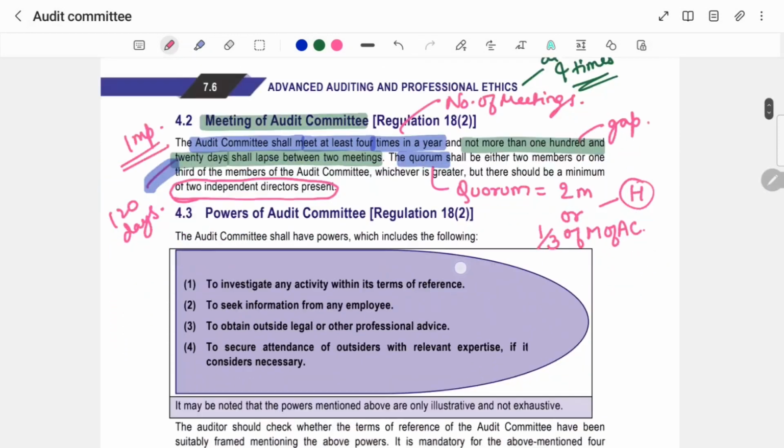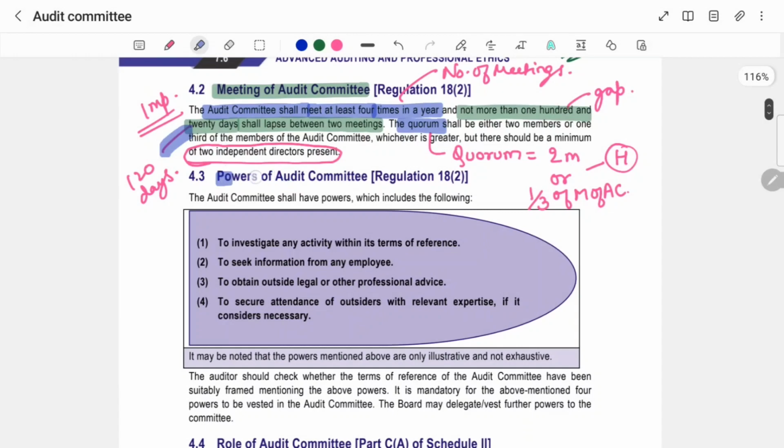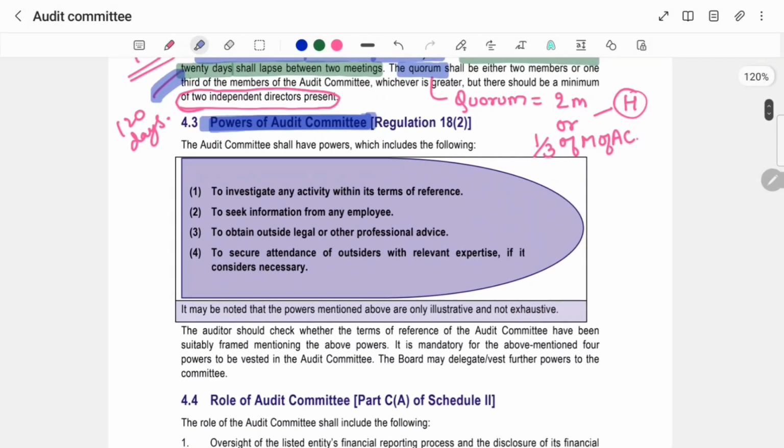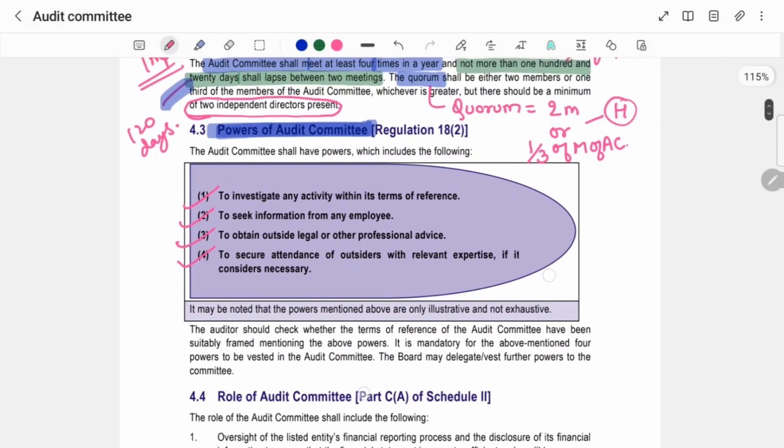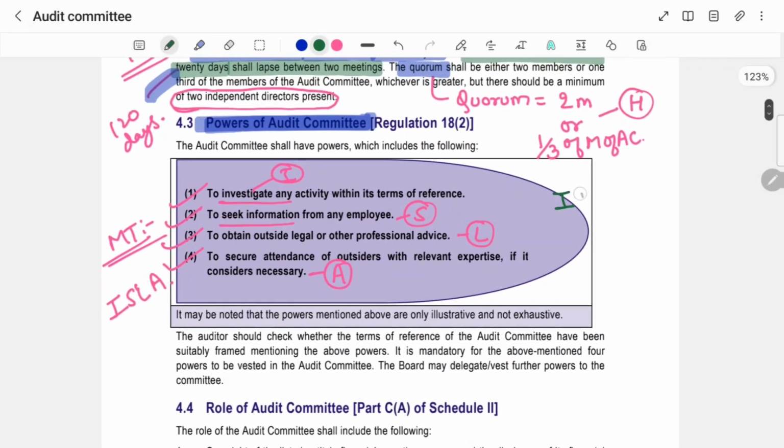Now the next topic is powers of audit committee. In powers of audit committee you have to learn all the 4 points, so you can easily learn this using a memory trick. The memory trick is ISLA. From I you can remember to investigate any activity, from S you can remember to seek information, from L you can remember legal advice, and from A you can remember attendance. So if we recall again, ISLA, powers of audit committees, ISLA.